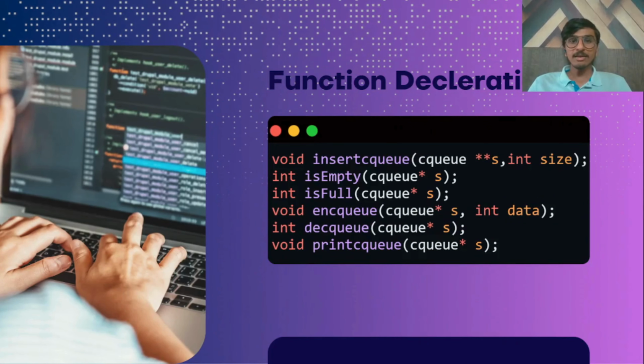Here's the function declaration for our circular queue operations. We have insertCQ to initialize and set up the queue, isEmpty to check if the queue is empty, isFull to check if the queue is full, enqueue to add an element to the queue, dequeue to remove an element from the queue, and printCQ to display the elements in the circular queue.